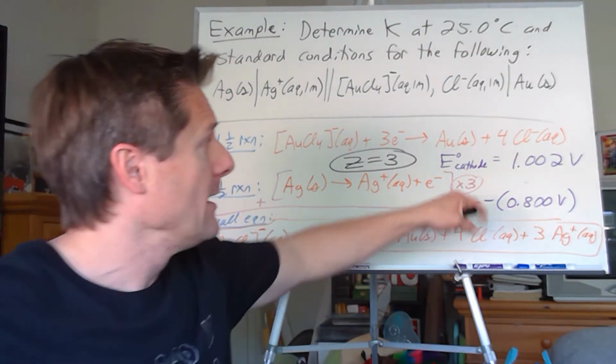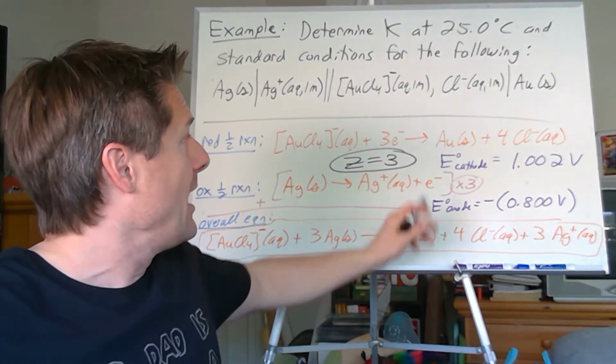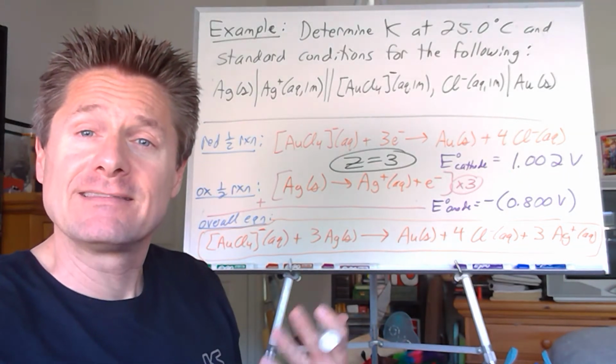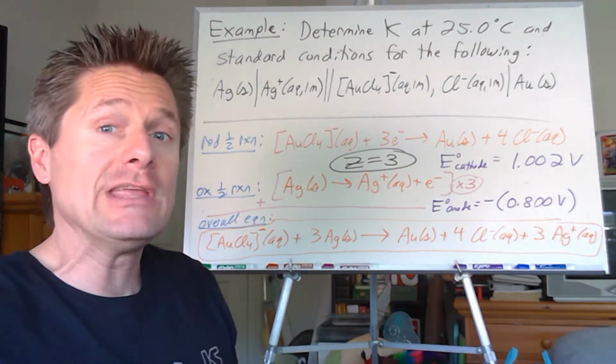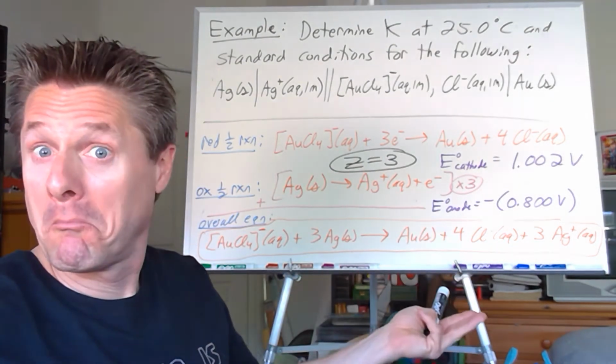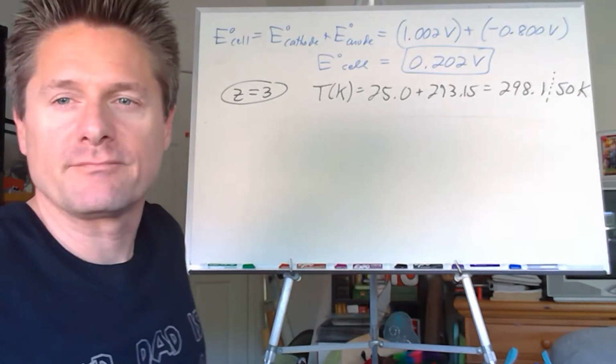So let me erase the board. Go ahead and add those two together. I know you can do that to 3 decimal places. And you should be able to use that equation I gave you that relates the standard cell potential to the equilibrium constant. You know Z, you know R, you know T, you know E naught cell, you know F. Go for it. Should be pretty easy from this point.